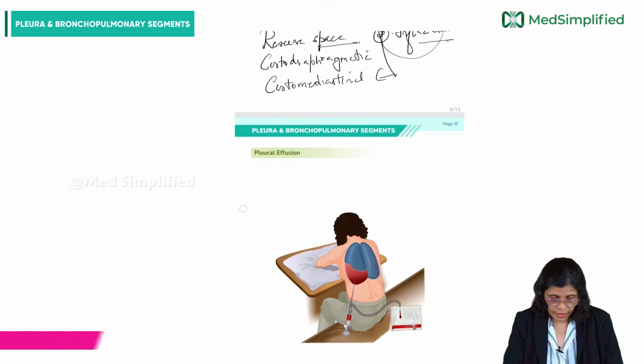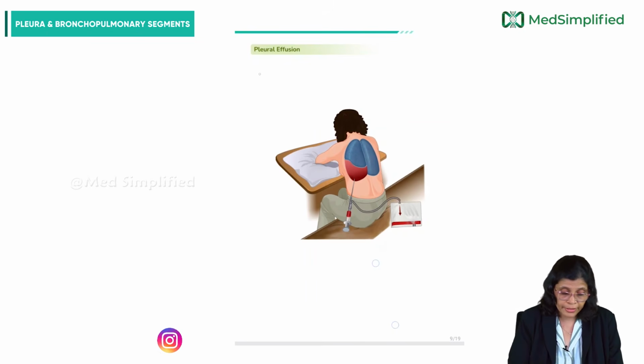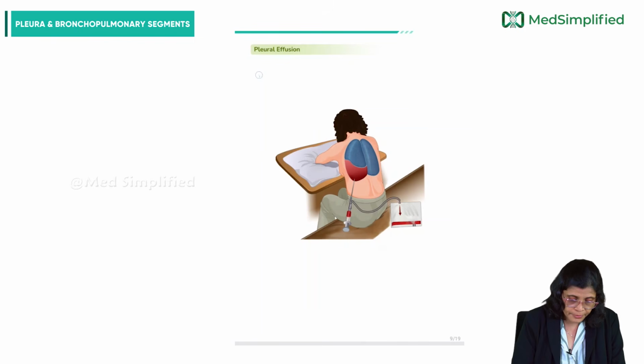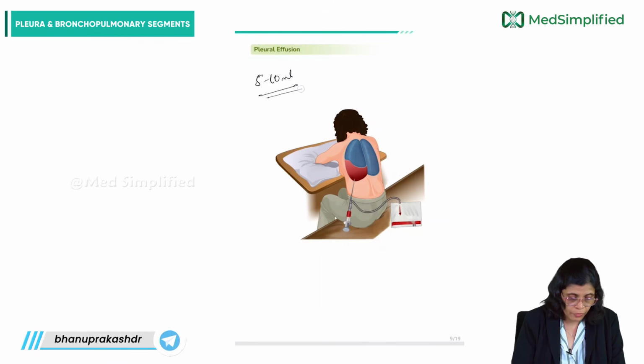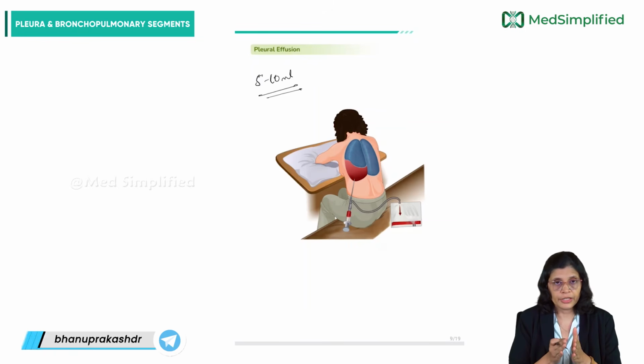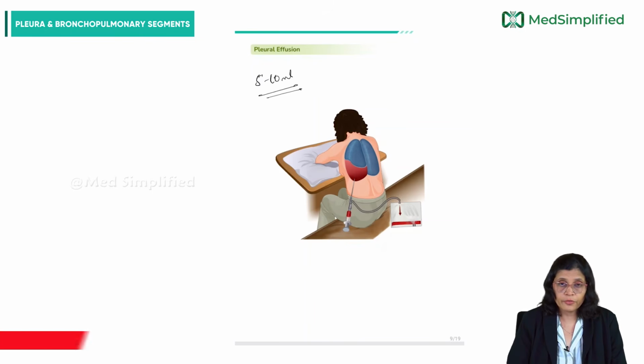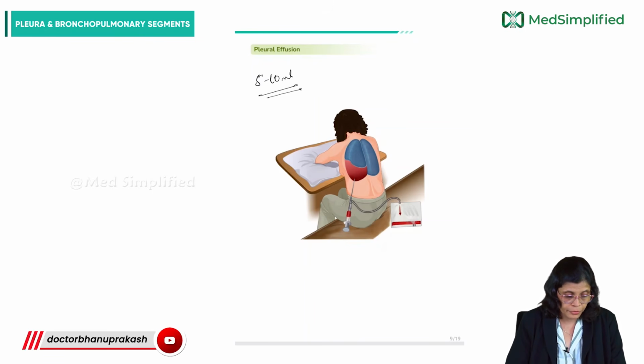Coming to the applied aspects, one is pleural effusion. What is pleural effusion? It is the collection of excess fluid in the pleural cavity. Normally, as I told you, there is about 5 to 10 ml of clear fluid within the pleural cavity, which lubricates the surfaces to avoid friction and allow smooth movements. Sometimes there is excessive accumulation of fluid, and that we call pleural effusion. This is mainly because of inflammation of the pleura, which we call pleuritis.